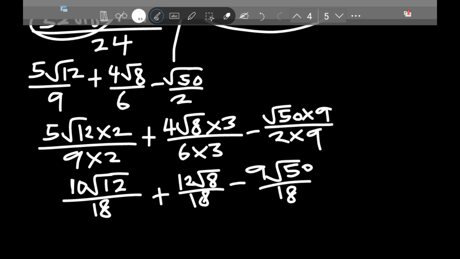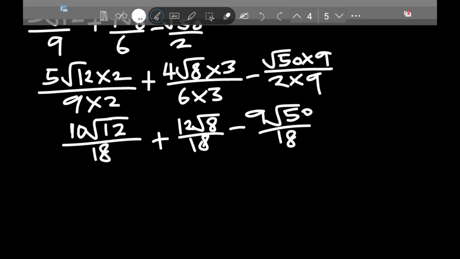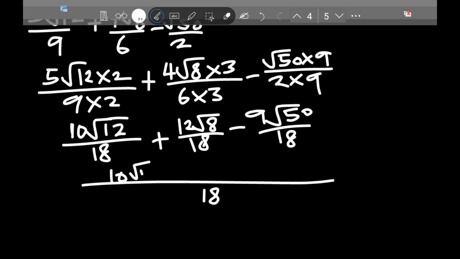So you can see that the denominators 18 are the same. So at this point, let me make space. You want to choose one among the 18s and write whatever is at the top. 10 root 12 plus 12 root 8 minus 9 root 50.